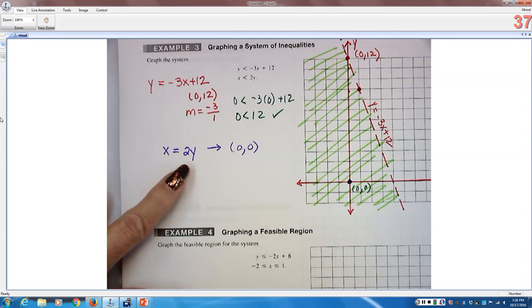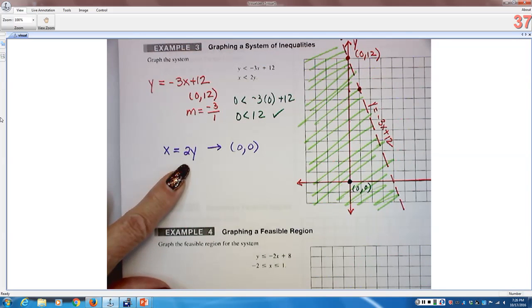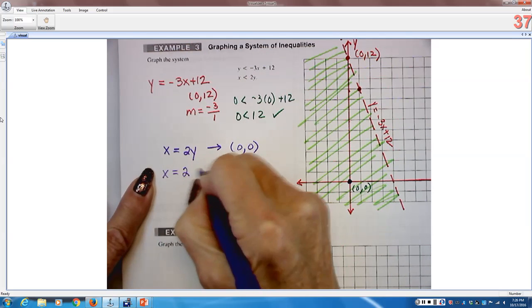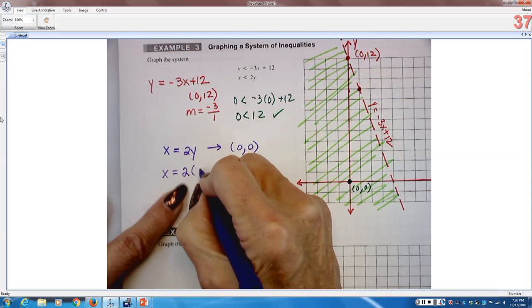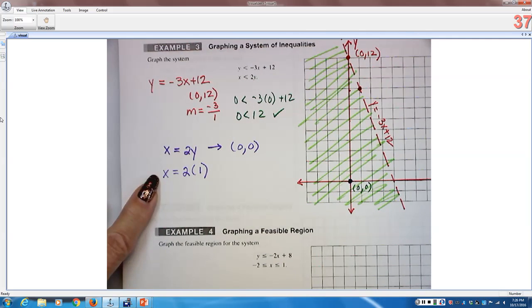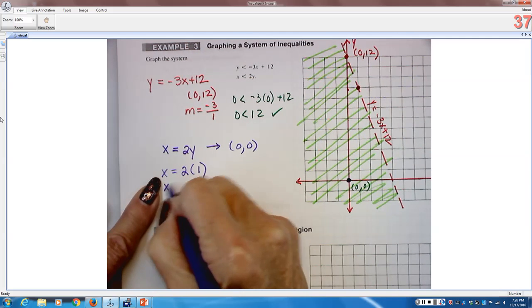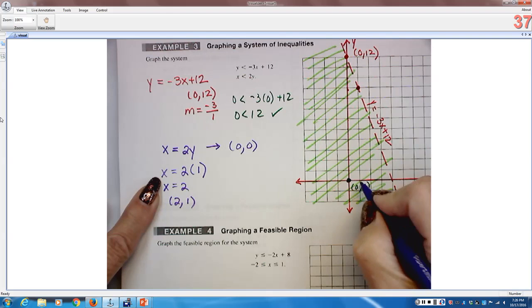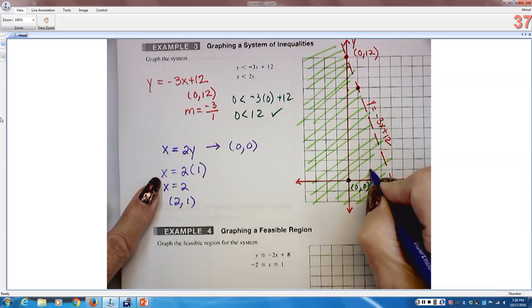We can pick a different value for y and figure out what x is. Let's say y is 1, so x is 2 times 1, which is 2. So that's the point 2, comma 1. 1, 2, and up 1.